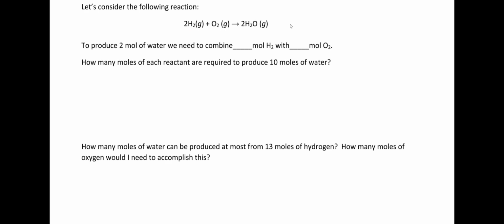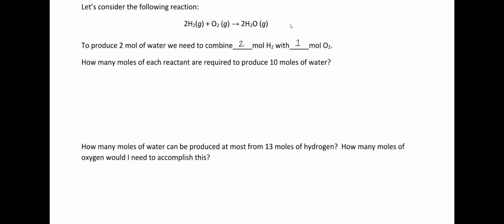Okay, so back to our notes page here. We already decided that 2 moles of water needs 2 moles of hydrogen to be combined with 1 mole of oxygen. So that lets me come up with a lot of different conversion factors. 2 moles of water to 2 moles of hydrogen, 2 moles of water to 1 mole of oxygen, and the inverses of both of those, or rather the reciprocals, and 2 moles of hydrogen to 1 mole of oxygen.